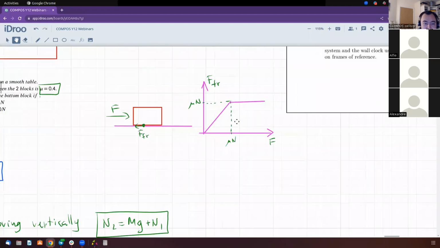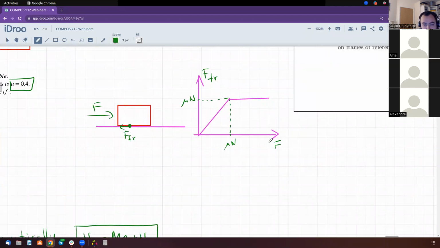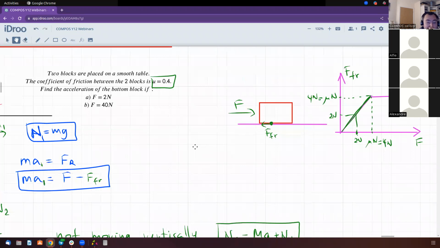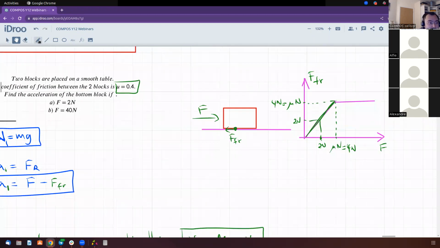Okay? Because as you can see, the friction is equal to the pushing force until a certain moment. In our case, this is 4 newtons. But we're only pushing with a force of 2 newtons. So the friction force is 2 newtons. Okay? So if the pushing force is less than mu n, then the friction force is equal to the pushing force.